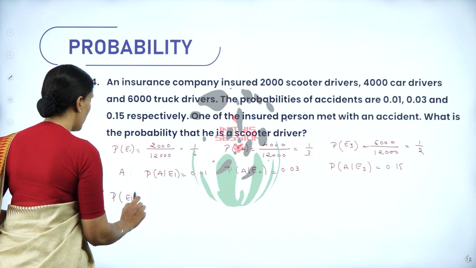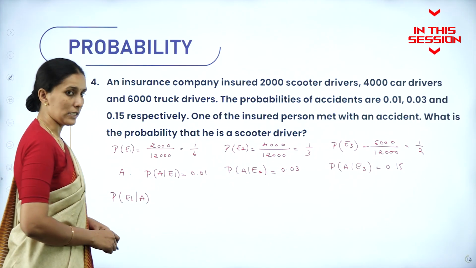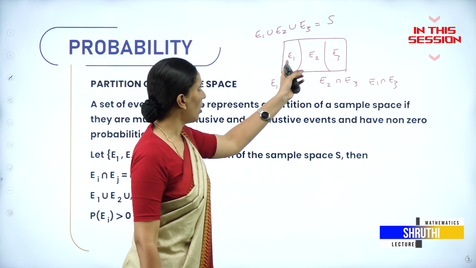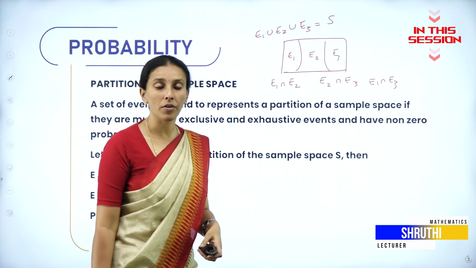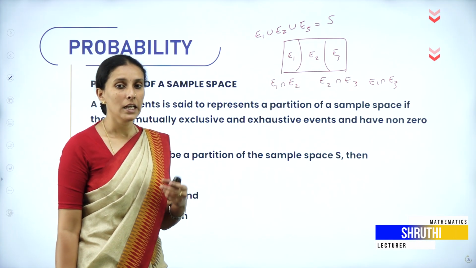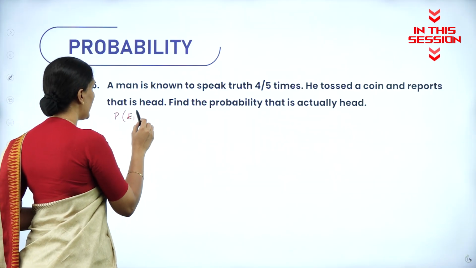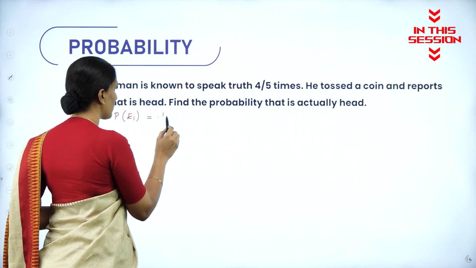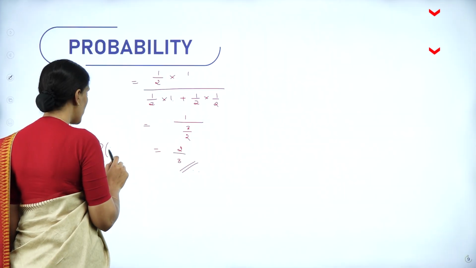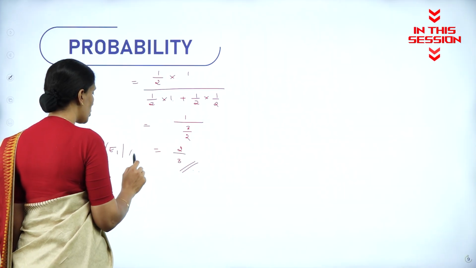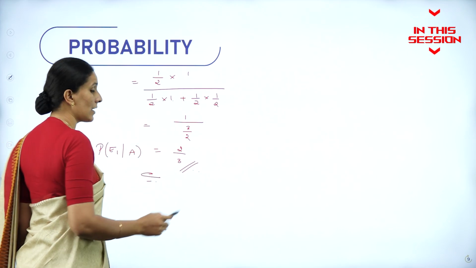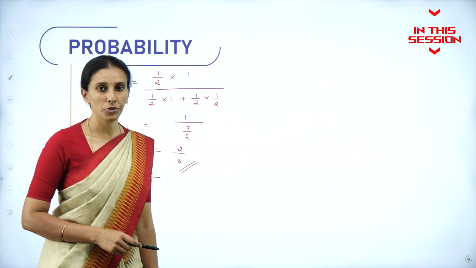Probability of E1 is a person met with an accident. The probabilities of all E1, E2, E3 are non-zero probability. That means they must be greater than 0. So probability of getting head when a coin is tossed is 1 by 2. Probability of choosing a bag which contains both as gold coins is equal to 2 by 3.